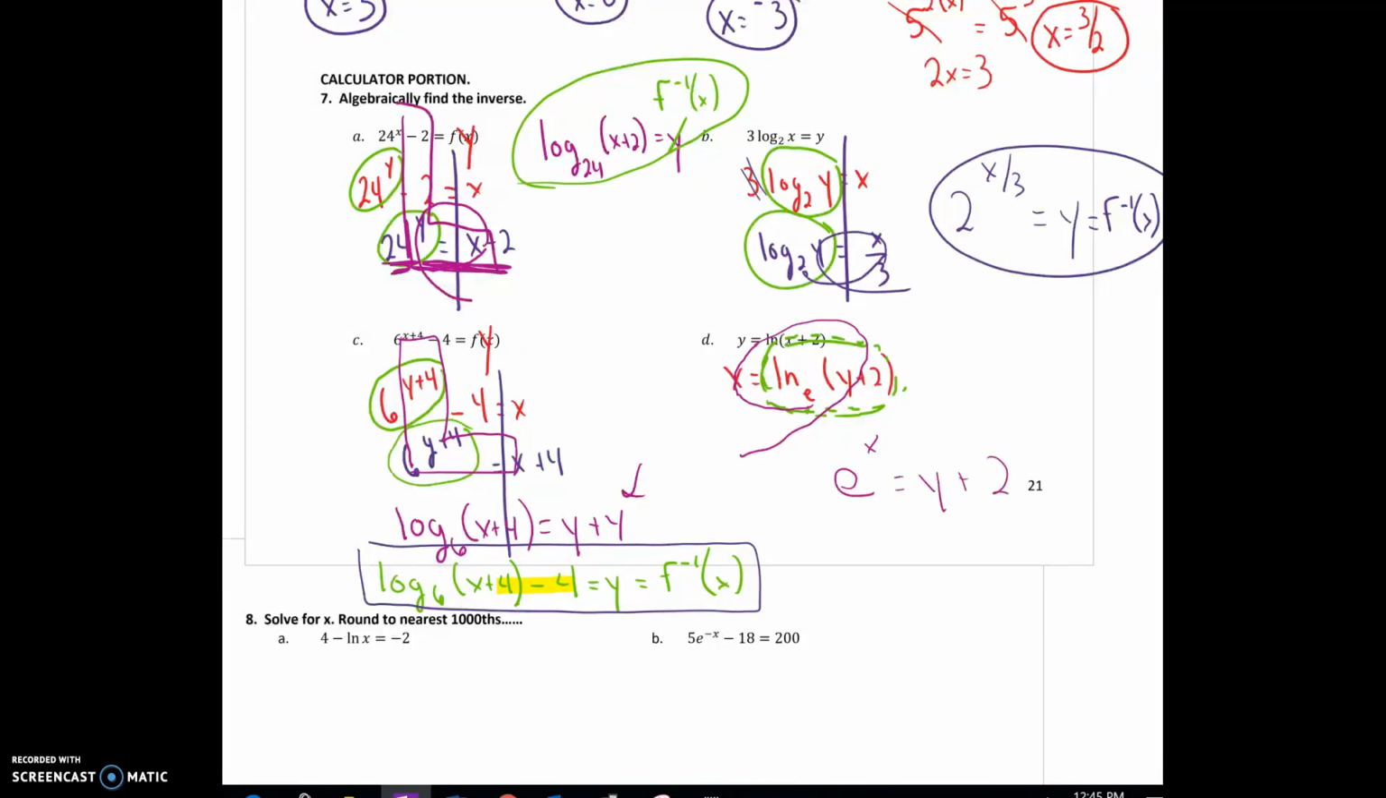Anyway, I'm not done yet because the function is y equals everything. The y isn't alone, so I'm going to move the 2 to the other side, and I'll do that by subtracting. So when I'm done, here's my answer as y, or this. And there's your final answer. Okay? All right, let's move on to the next part.